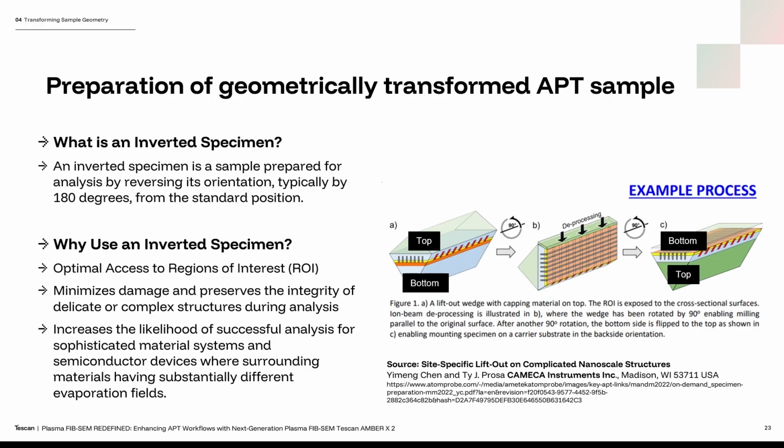By using an inverted specimen, the main reason is to gain optimal access to regions of interest. By flipping the sample, we can better target specific areas while minimizing damage to surrounding structures. Inverted specimens help preserve the integrity of the sample during analysis, which is vital for sophisticated material systems or semiconductor devices. These are cases where the surrounding materials often have significantly different evaporation fields, creating challenges for standard workflows. And during Felix's part, he will introduce other approaches, not only the inverted specimen type.